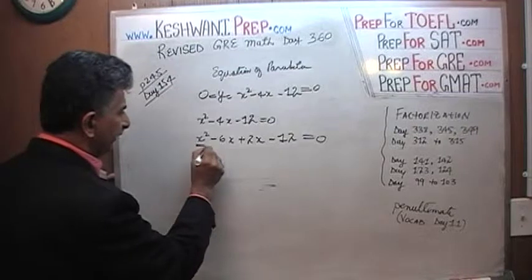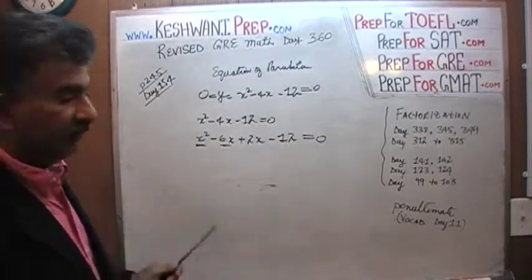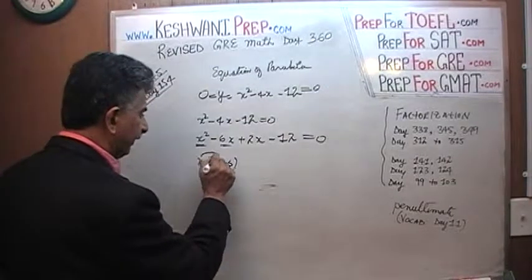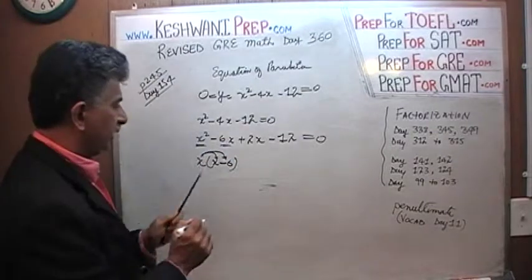Now what is common between these two terms? The common factor between x squared and -6x is x. And that gives us x minus 6, because x times x is going to give us x squared, and x times -6 is going to give us our -6x.